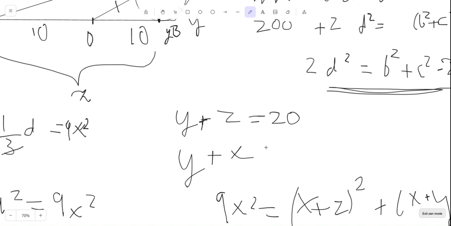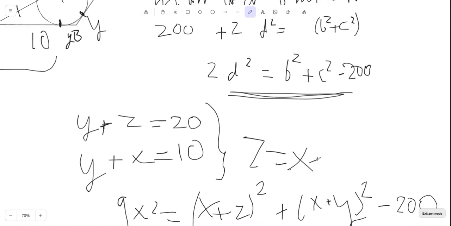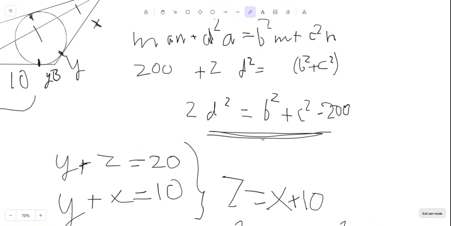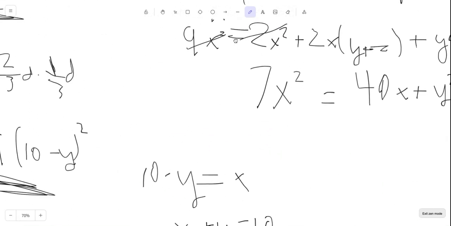We can actually use this equation again, and easily find out that if you compare the equations, you would get z equals x plus 10. And that's our final step to finding the values in terms of x. See, we have both z and y. Z is x plus 10, y is 10 minus x. So z is 10 plus x and y is 10 minus x.